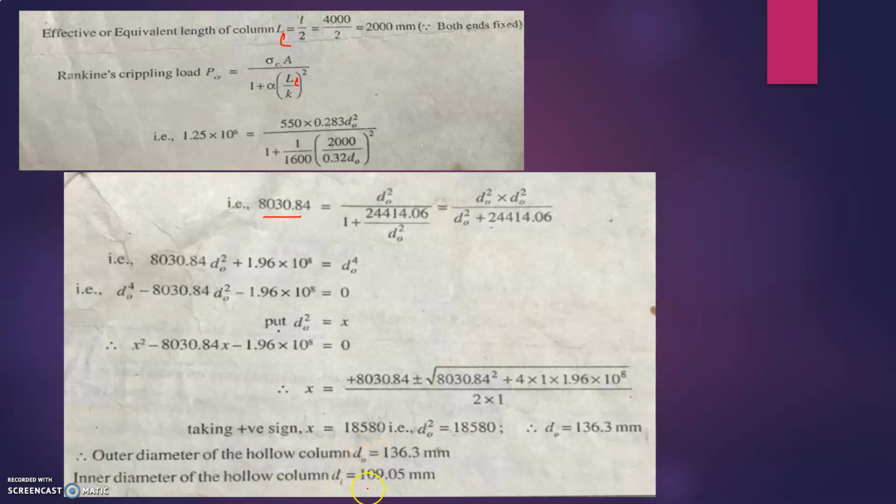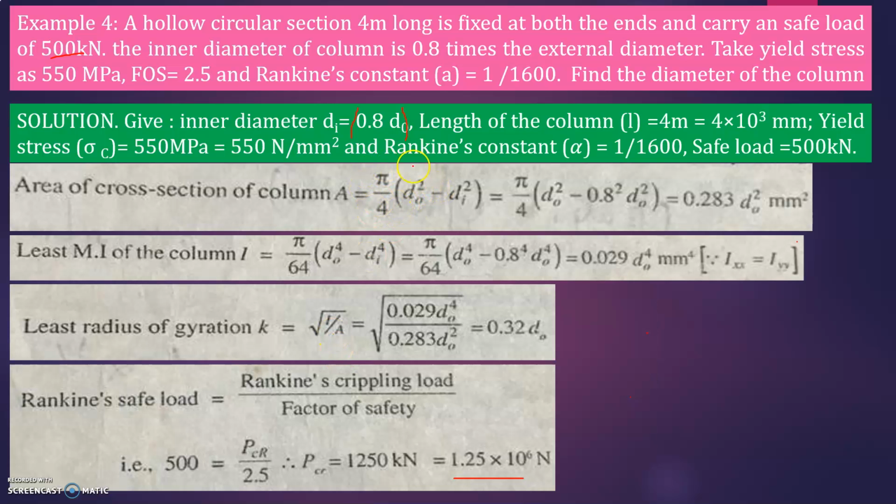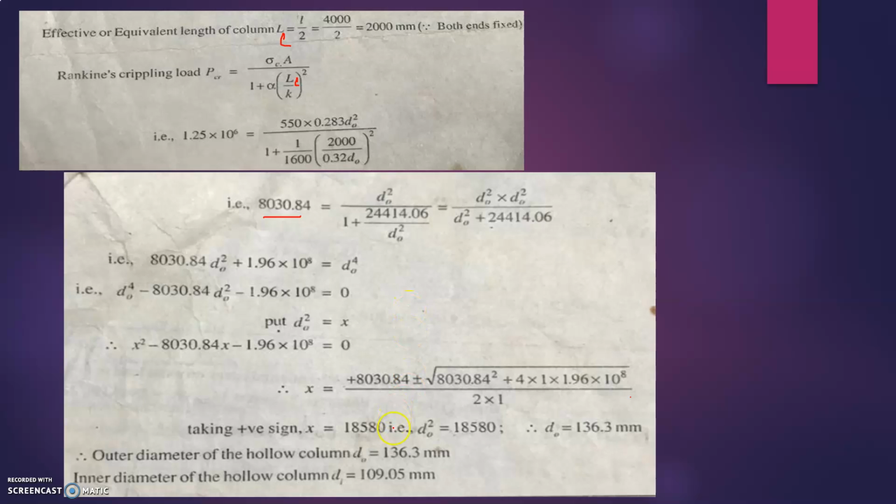How can we calculate the inner diameter? Inner diameter is equal to 0.8 times the outer diameter. Here it is given. So 0.8 into 136.3, you get 109.05. Like this, you can calculate the external diameter and the inner diameter. So here you need a little practice, then only you will get the correct answer. Thank you.